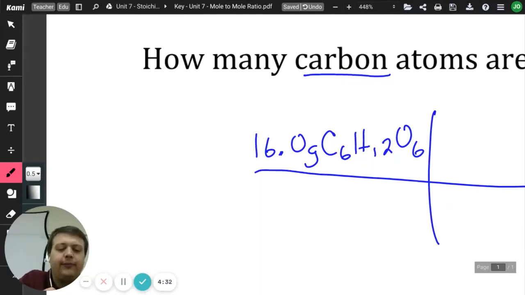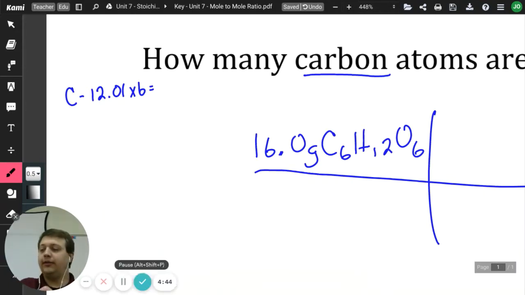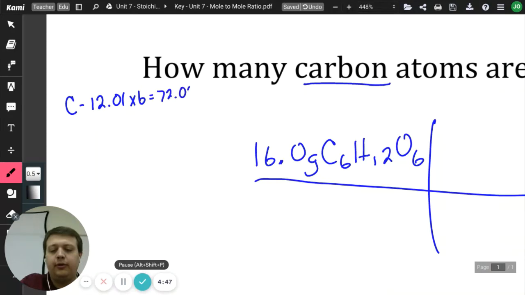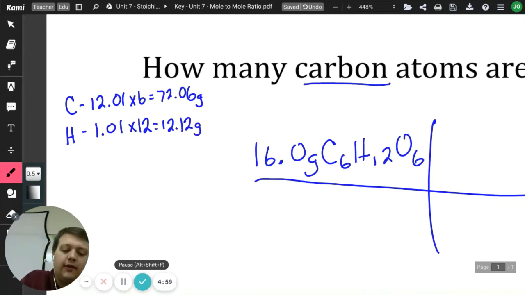So I have carbon. There's 6 of those, right? And they've got a mass of 12.01. So 12.01 times 6, what are we going to get? We're going to get 72.06 grams. Then for our hydrogen, we've got 1.01 times 12. That's going to give us 12.12 grams. And then we've got our oxygen, which has a mass of 16 times the 6 that are there, and that's going to give us 96.